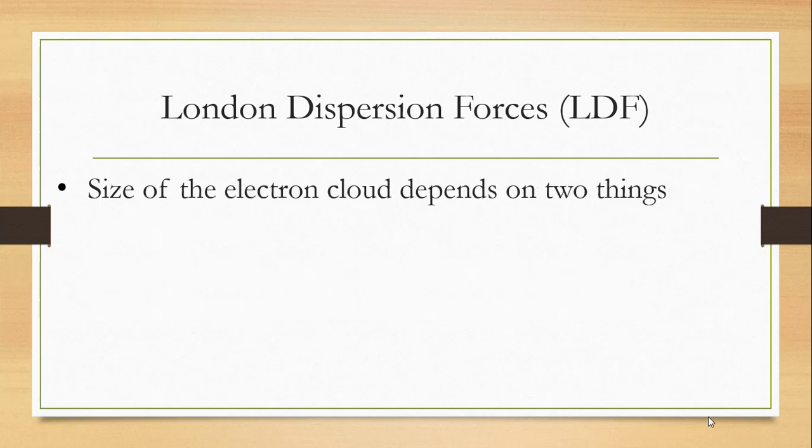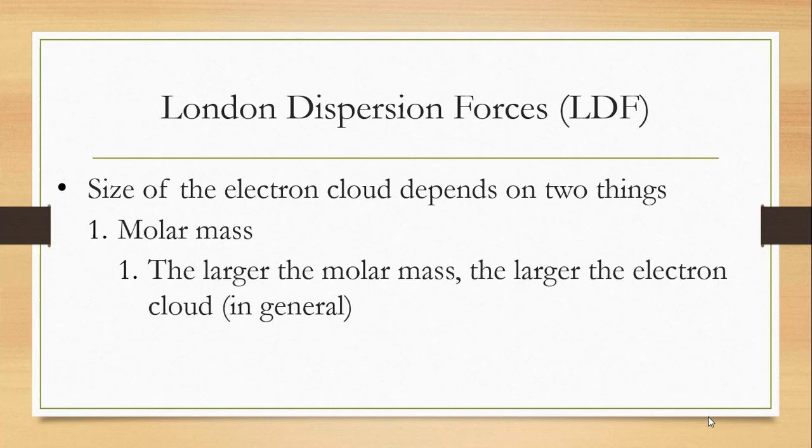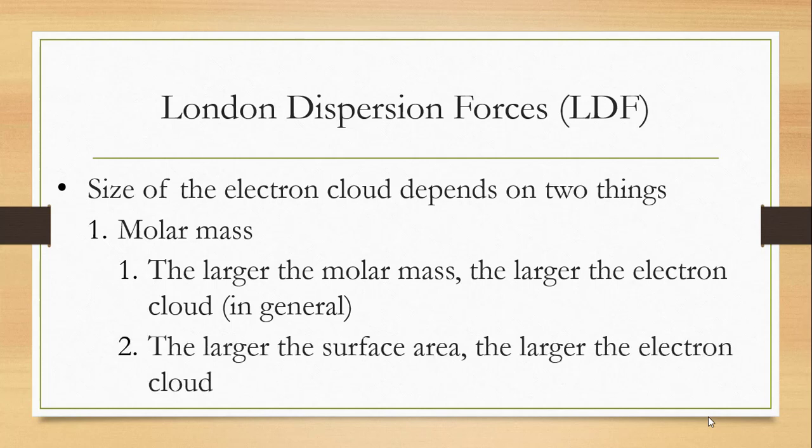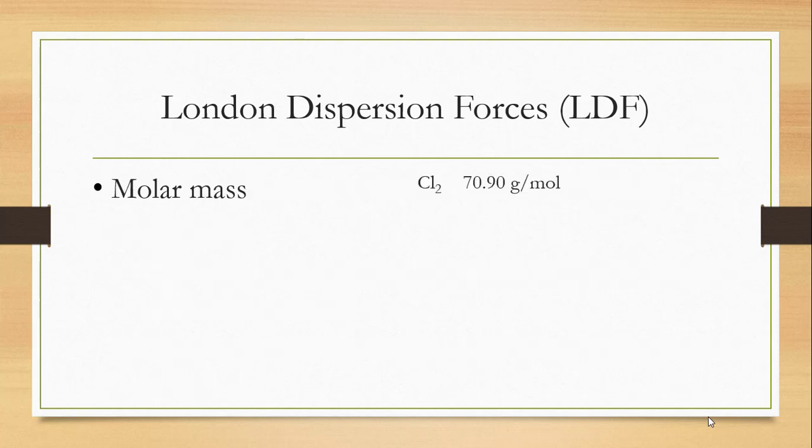Now, the size of the electron cloud depends upon two things. The first is the molar mass. The larger the molar mass, the larger the electron cloud in general. This is because you either have more atoms or atoms with a higher atomic number. In both cases, you have more electrons. Or the surface area. The larger the surface area, the larger the electron cloud. It's spread out further.